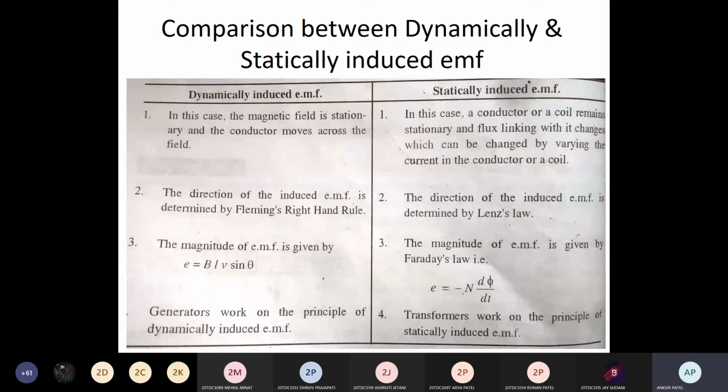The magnitude of EMF is given by E equal to BLV sin theta. Here, according to Faraday's law, we can write E is equal to minus N d phi by dt for statically induced EMF. A generator works on the principle of dynamically induced EMF, whereas a transformer works on statically induced EMF. So this is the comparison between dynamically and statically induced EMF.